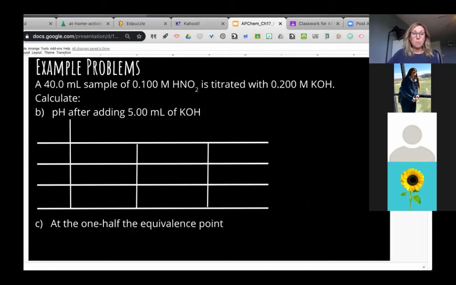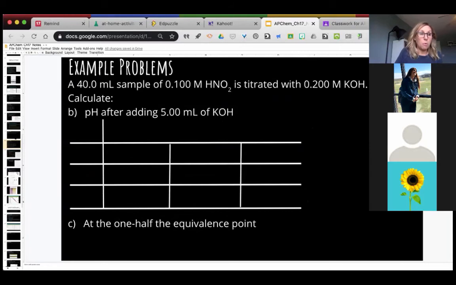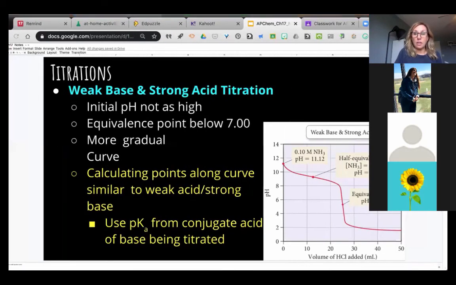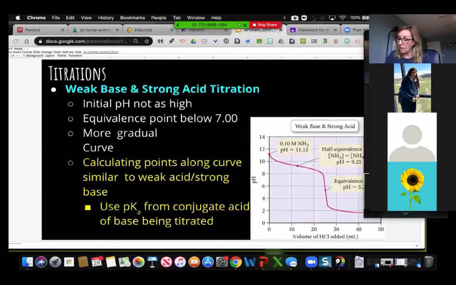All right, those are the only calculations you have to worry about. The last couple of things is just going over a couple more definitions, so we're not going to do calculations on these. If you have a weak base and a strong acid, the characteristics are that the initial pH is not as high, the equivalence point is below 7, and again, it's the more gradual curve. But like I said, we're going to focus on those first two types that we talked about. This is the same version of strong and weak, but with a weak base and strong acid.